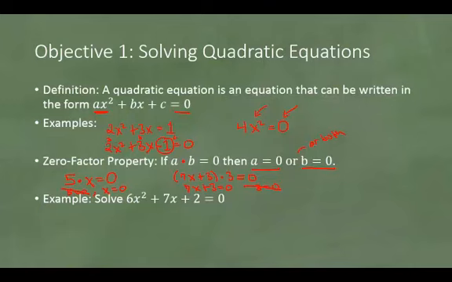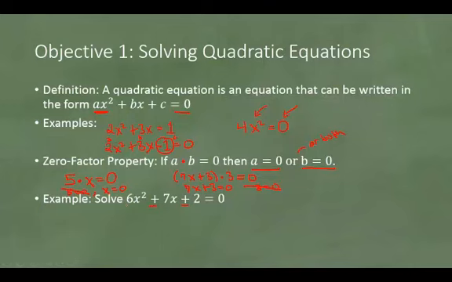So let's look at a more complicated example. 6x squared plus 7x plus 2 is equal to 0. How can we solve for that? Well, we want to use the concepts we just learned. So maybe let's try to write this into a product, into a multiplication problem instead of an addition problem. Remember, we can do that by factoring.